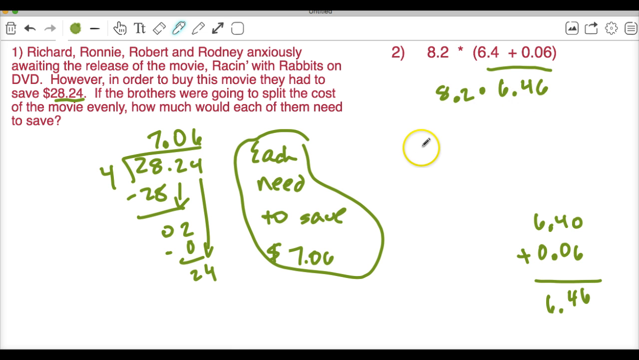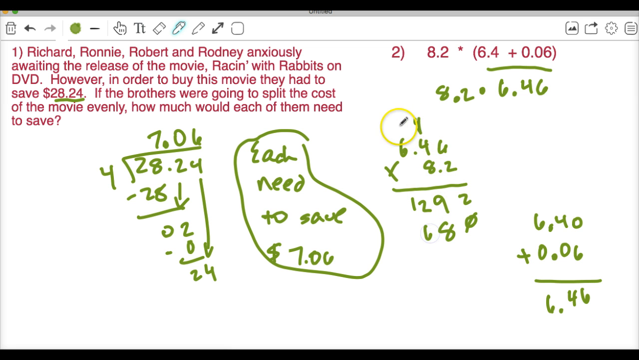8.2. So I'm going to go over here to give myself some room. And when we're multiplying decimals, we just line up digits, and for now, we ignore the decimal place. So 6 times 2 is 12, 4 times 2 is 8, plus 1 is 9, 2 times 6 is 12. Next one, we're going over a place value, so we're going to put a placeholder there. 8 times 6 is 48, 8 times 4 is 32, plus 4 more is 36. 8 times 6 is 48, plus 3 is 51.